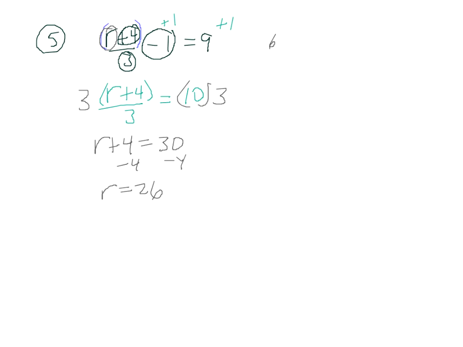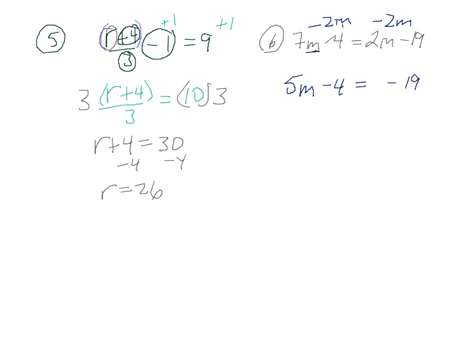And then in question number 6, we have 7m minus 4 equals 2m minus 19. So again here, there's the same variable, but it's in 2 different places. So I will subtract 2m from both sides. This is called collecting like terms. Both of these are m's, so they are like terms. So I have 5m minus 4 equals negative 19.